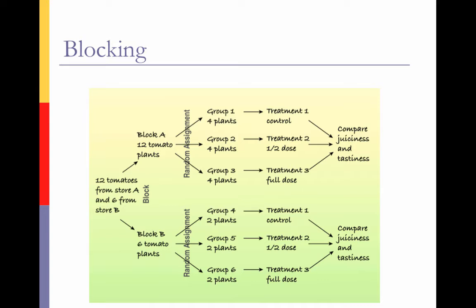So all in all, we do end up with 6 plants as a control, 6 with the half dose and 6 with the full dose. But we're going to compare the 2 different groups separately to compare the juiciness and tastiness of those tomatoes, just to ensure that the store we bought them from doesn't affect our outcome.